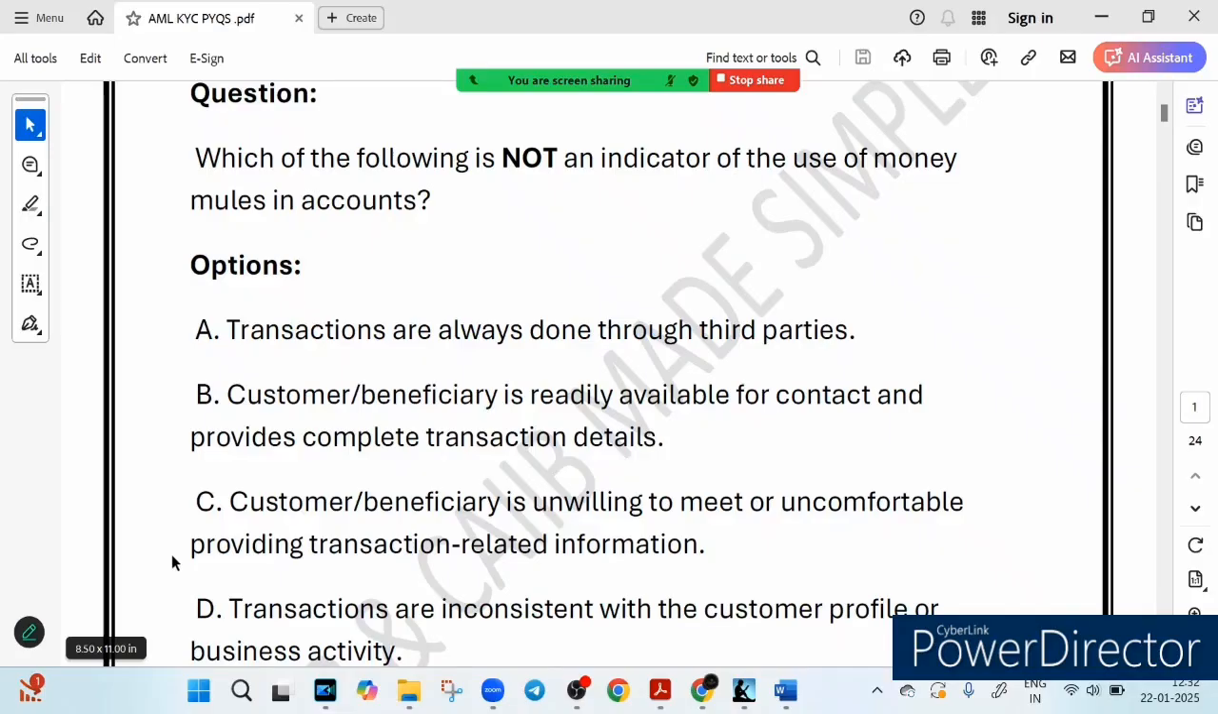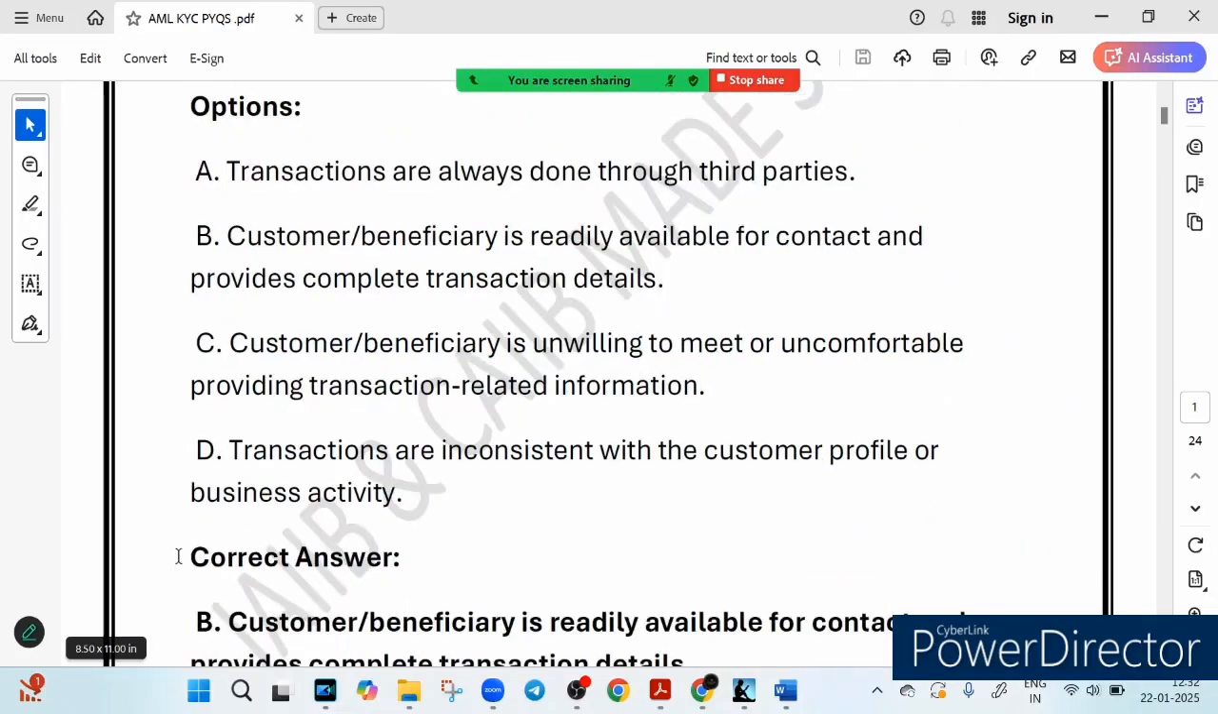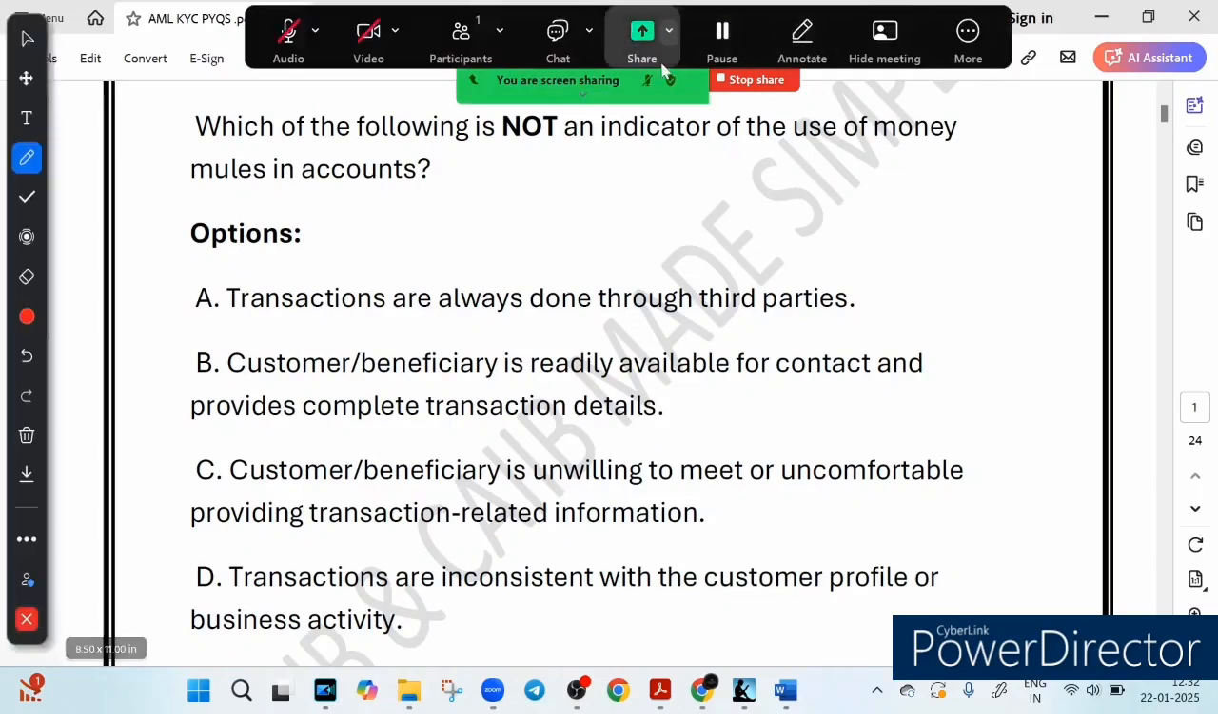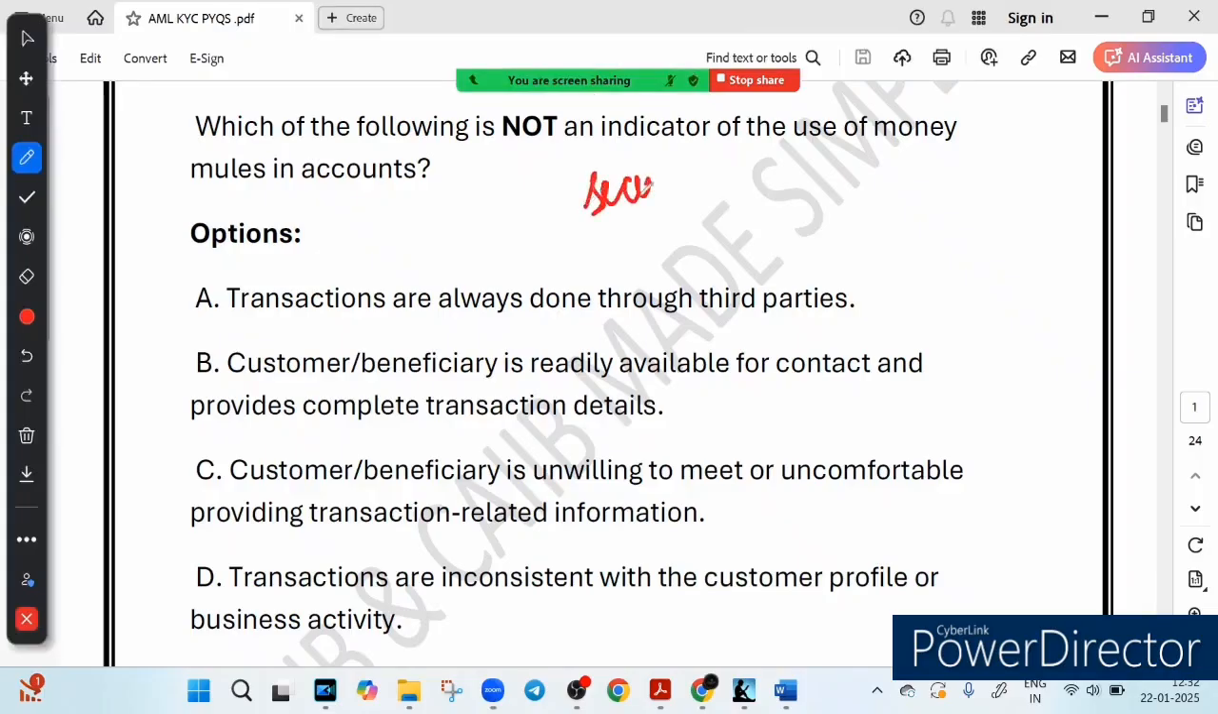So here is your takeaway. What is the correct answer? The correct answer is option B, which is not an indicator. A, C and D are indicators. Fraudsters often rely on secrecy, inconsistency and third party transactions. Let me write it down. The first thing is that fraudsters rely on secrecy. Second, they rely on inconsistency. And the third thing, they rely on third party transactions. So why do they rely on these things?